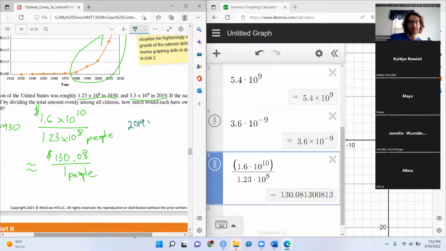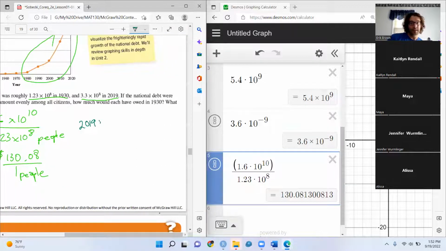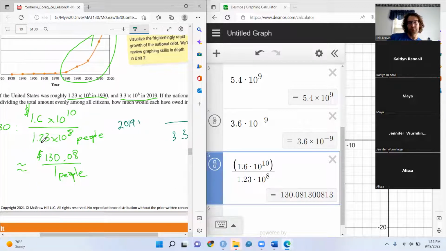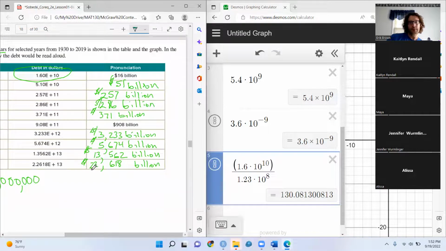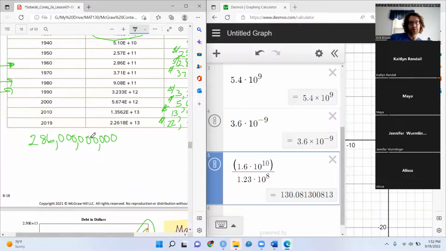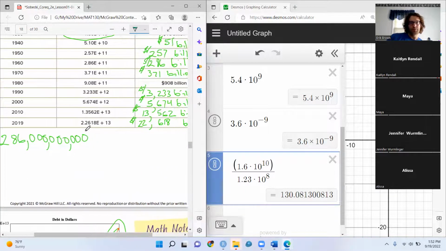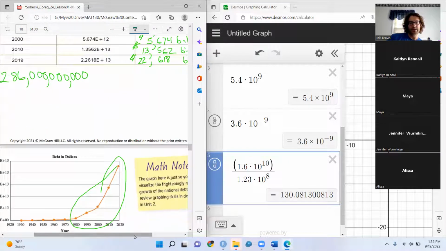Okay, now we're going to do it for 2019. So for 2019, the US population, notice it's almost doubled. No, it's more than doubled. So we went from 1.3 times 10 to the 8 to 3.3 times 10 to the 8. So that's a little over, multiply this by 2 and you get 2.46. So it's a little over doubling. And then here's our debt. Ooh, 2.2618 times 10 to the 13th.